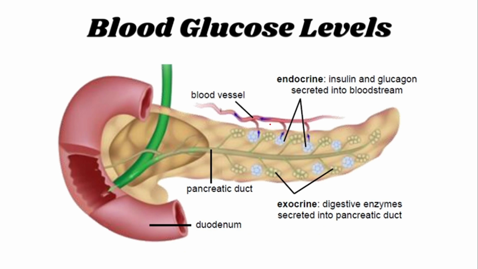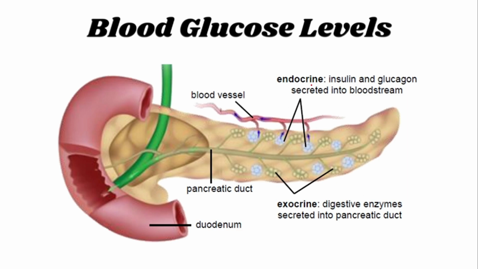Okay, now let's look at blood glucose levels. Can you see here we have our pancreas, and the pancreas consists of two types of cells. And remember we said that the pancreas can act as both an endocrine gland as well as an exocrine gland. So an exocrine gland means that it is able to secrete digestive enzymes, and they're going to be secreted into the pancreatic duct that will help digest substances in basically food that's found in the stomach. It's going to break it down even more.